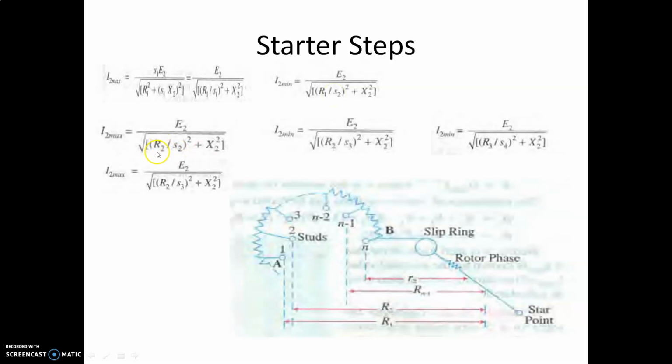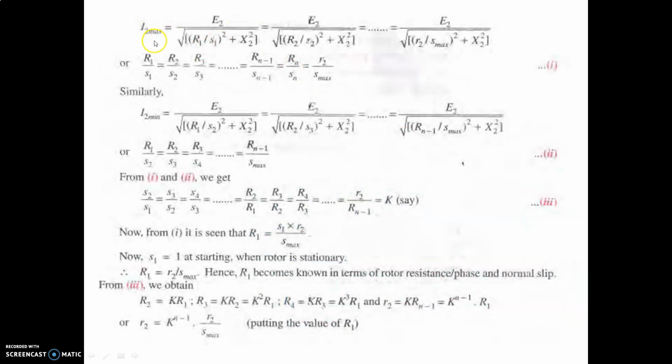Like that at each and every step you can write the equation for maximum current and minimum current. Here it is R2 by S2 and here it is R2 by S3. In the next step the maximum current resistance is R3, so you just change this value. It is (R3 by S3) the whole square for maximum current and R3 by S4 for the minimum current. Like that you can write as many equations as needed.